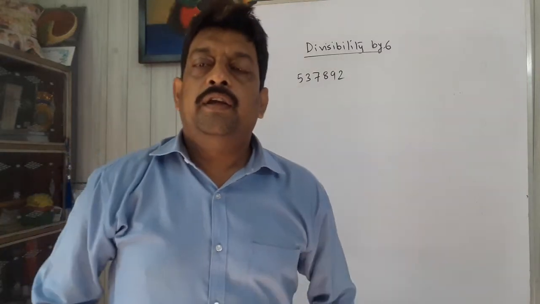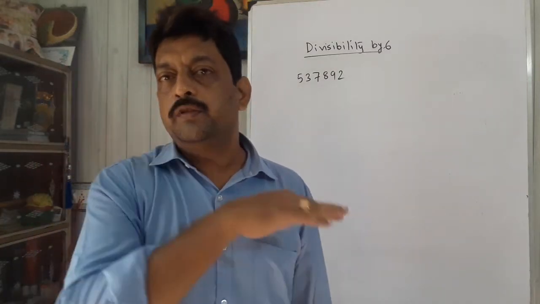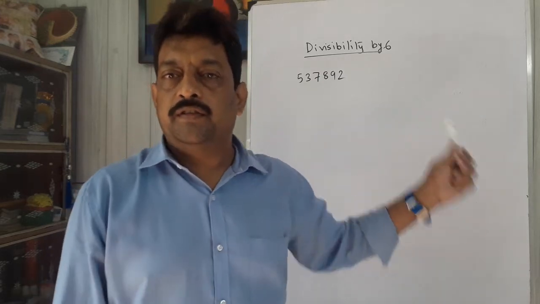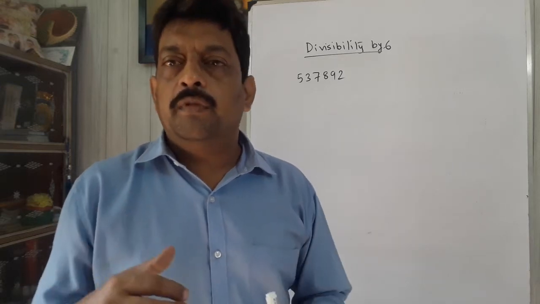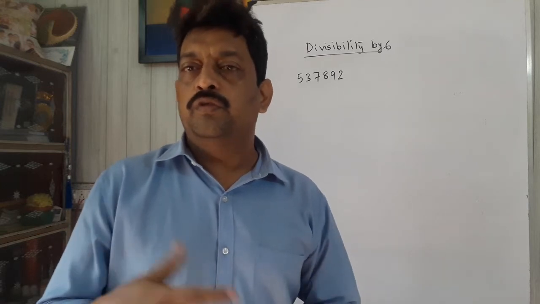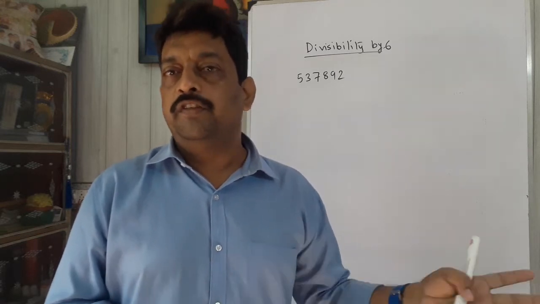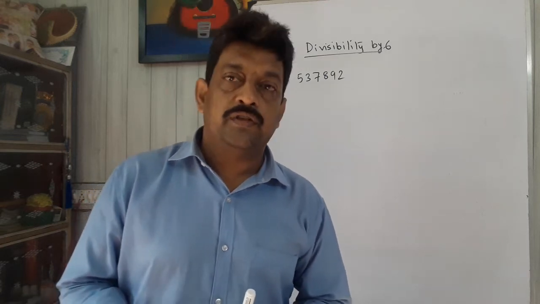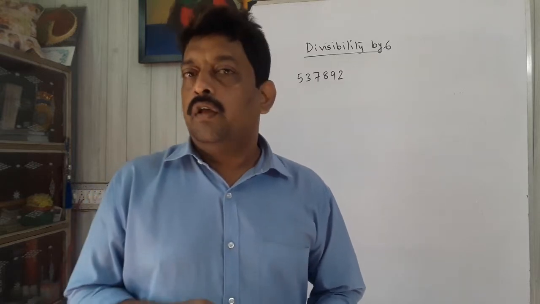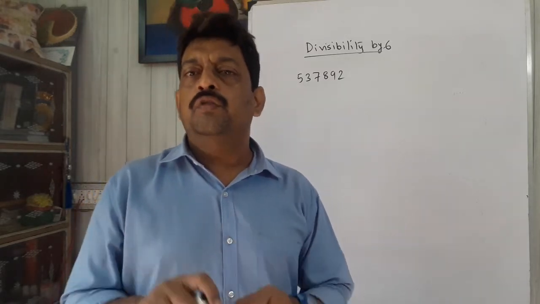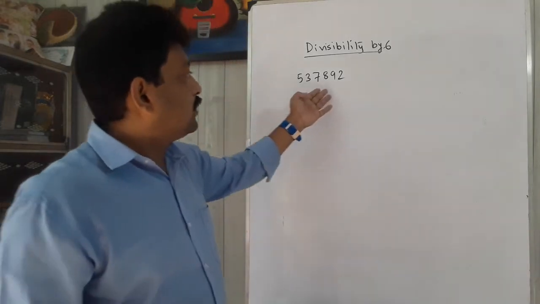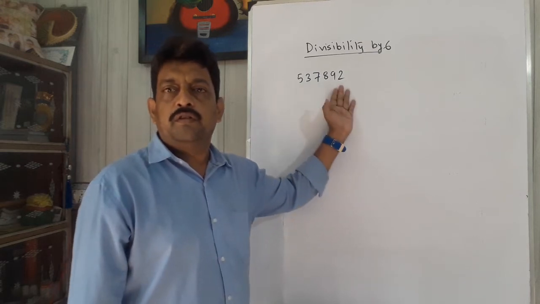The rule says that if the given number is divisible both by 2 and 3, then it will be divisible by 6. It is not that if it is divisible by 2 only, it will be divisible by 6, or if it is divisible by 3 only. It should be divisible by 2 as well as 3 both. So for divisibility by 2, you know what to do. Just check whether the unit digit is even or not. So here you can see the unit digit is even. That means the given number is divisible by 2.